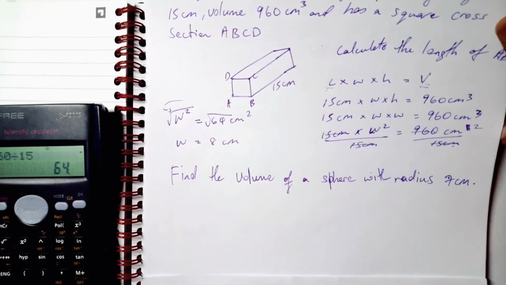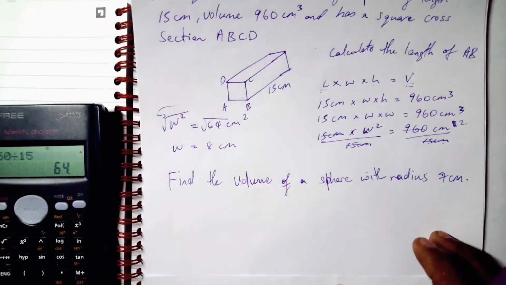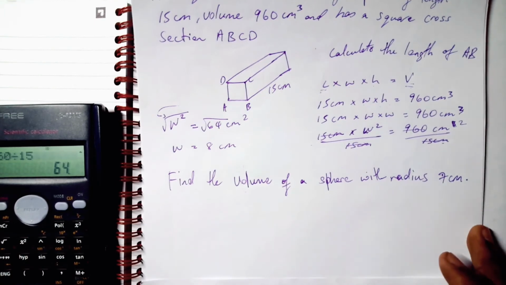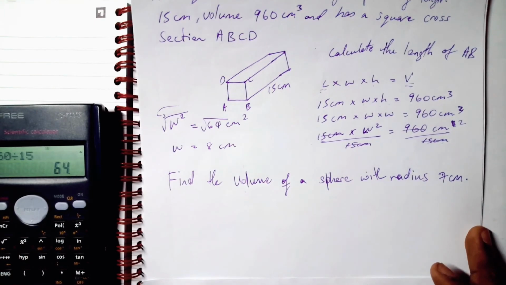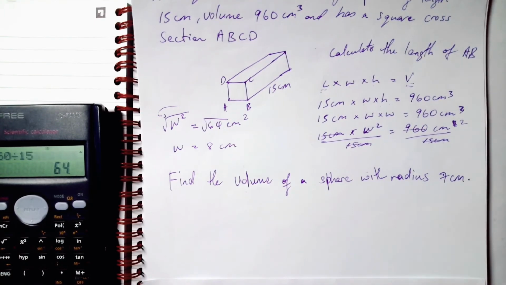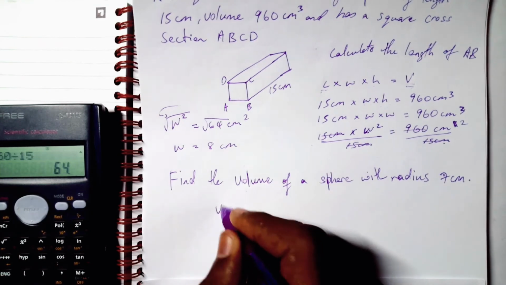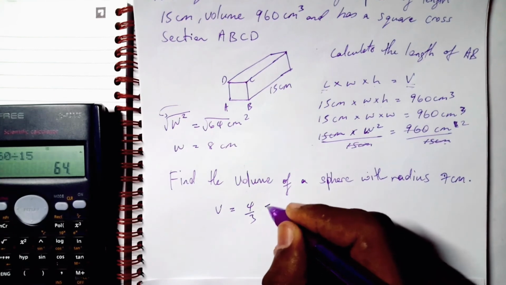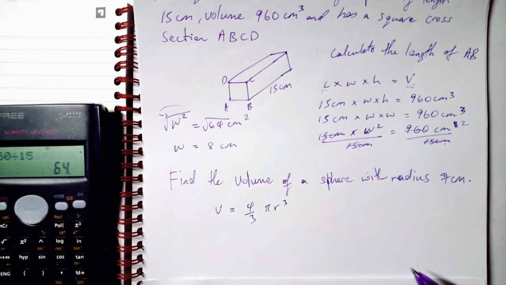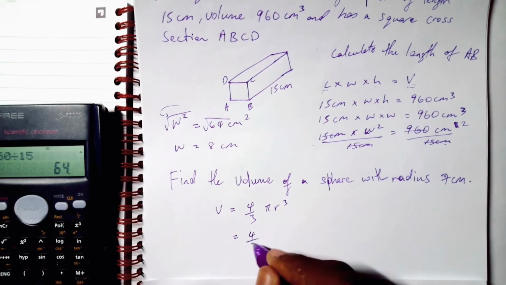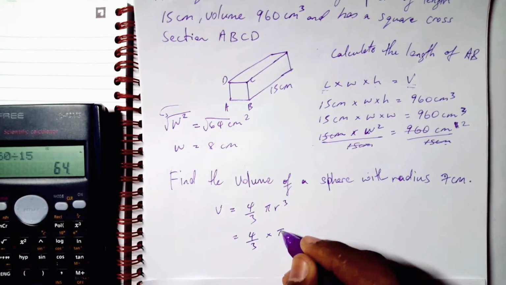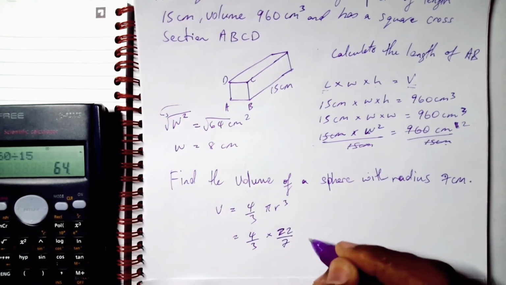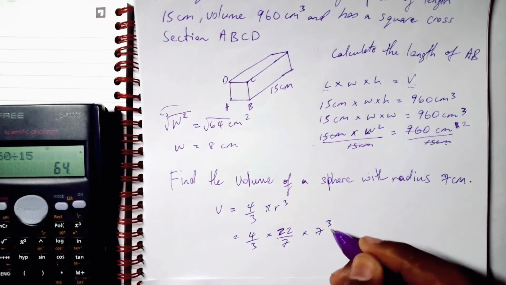And the last question. Find the volume of a sphere with radius 7 centimeters. Recall the formula for the volume of a sphere is 4/3 pi r cubed. So it's going to be 4/3 times 22/7 times 7 cubed.